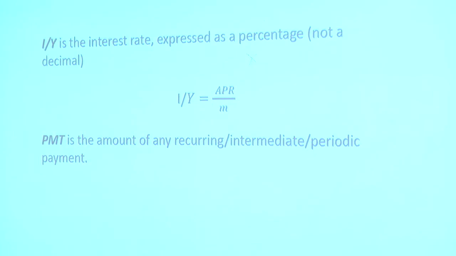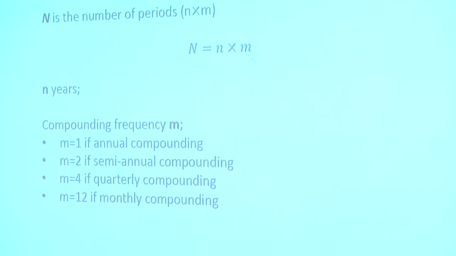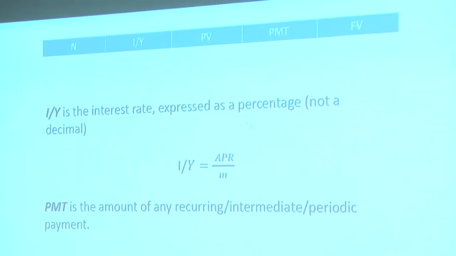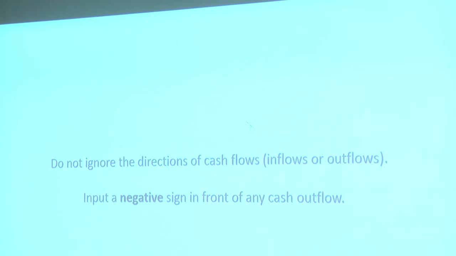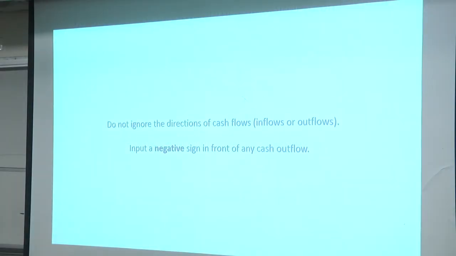One thing about the calculator is do not ignore the direction of the cash flows. The 5-key has a function built in that's balancing the inflows and outflows of your cash flow. So the direction of the cash flows matters in the 5-key. We'll see that later in the example. Let's continue with questions.